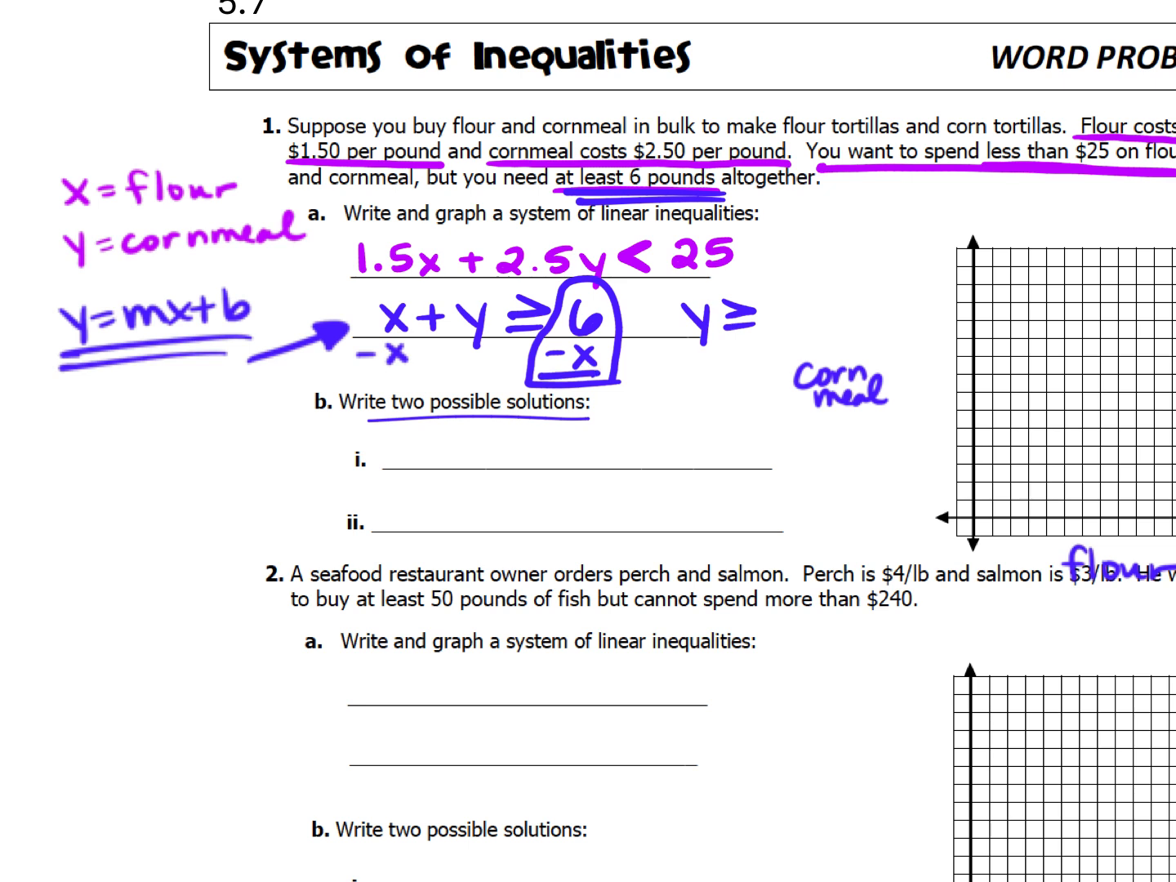So this is a negative x and a positive 6. I would write it like that. If you say 6 minus x, it's fine, but then you've got to make sure that you realize you flipped your slope and your y-intercept, okay? I would write it like this. How do you graph that?